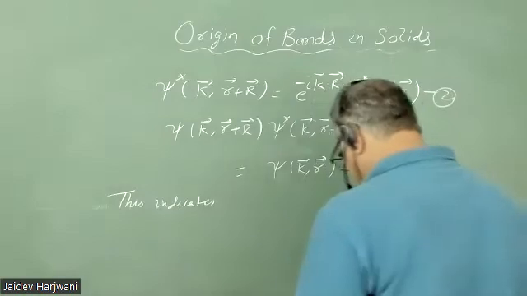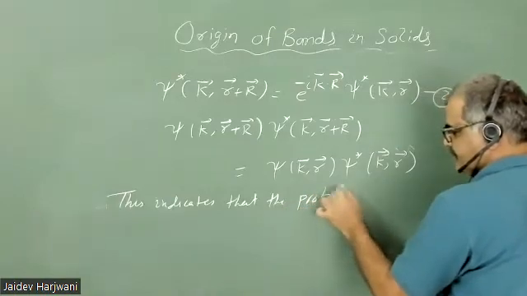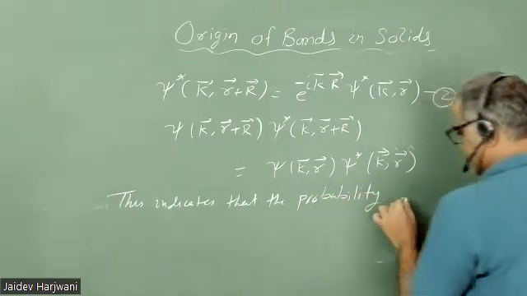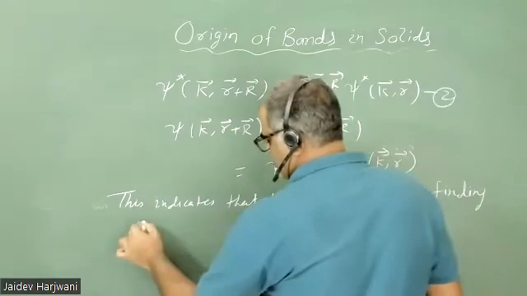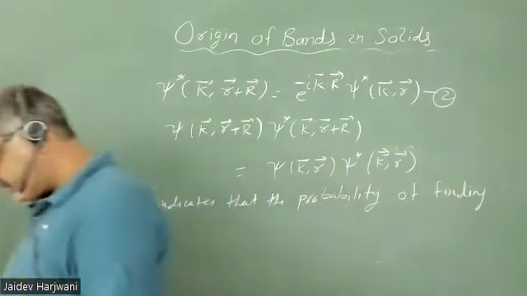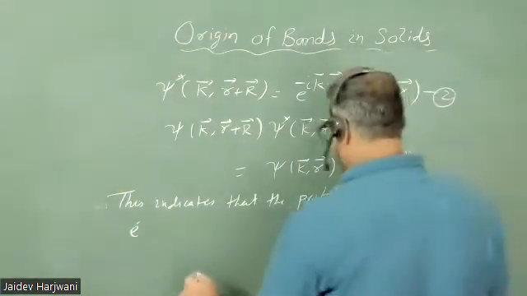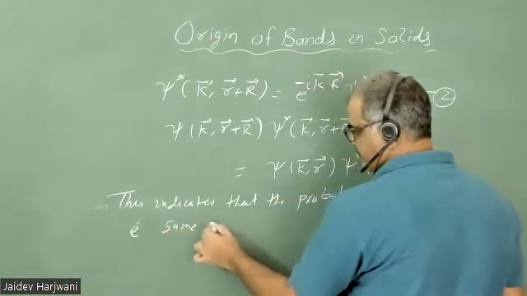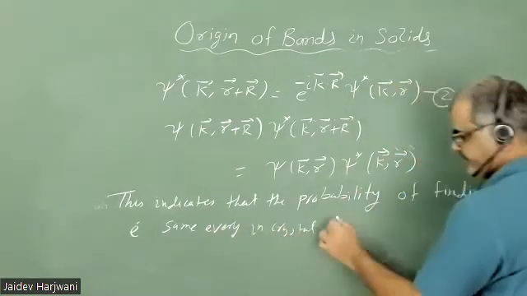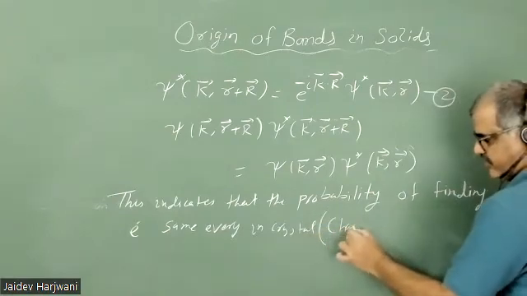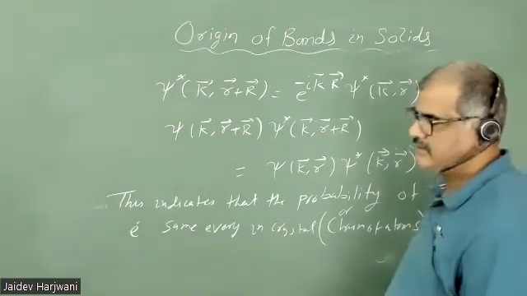So this indicates that the probability of finding the electron is the same everywhere in the whole crystal, or in the chain of atoms, which is what we are using here. So this is the one thing.